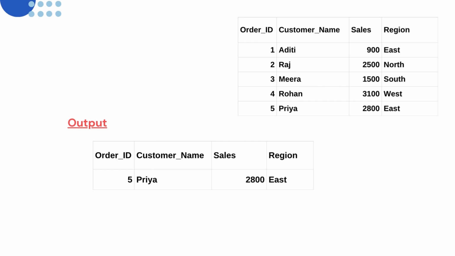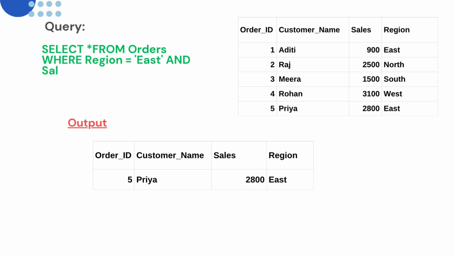So what will be our query? Select asterisk from orders where region is equal to East and sales between 1500 and 3000. And there will be only one record here, with East region and sales in between 1500 and 3000. We combine the between operator with a where condition. This helps us narrow down results to only the East region with mid-range sales.